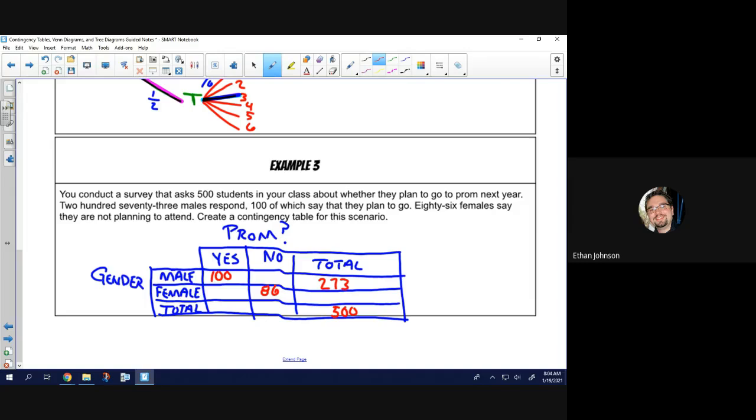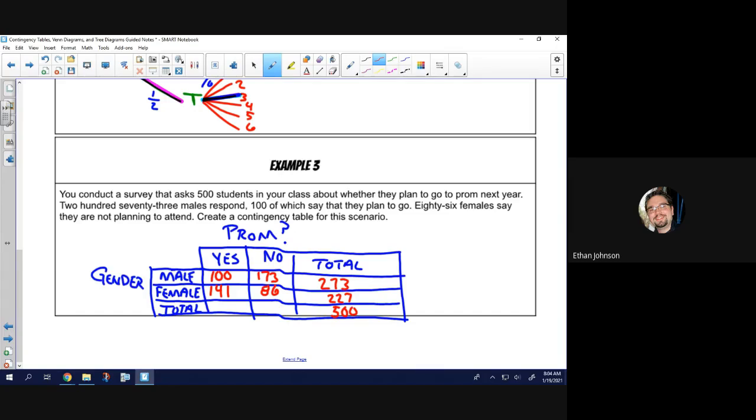Going through, 100 males say yes out of the total of 273. So that means I know 173 males are not going to attend. I know I asked 500 total people, 273 of which are male, meaning 227 are female. Of those 227, 86 said that they are not going to go, meaning 141 are.